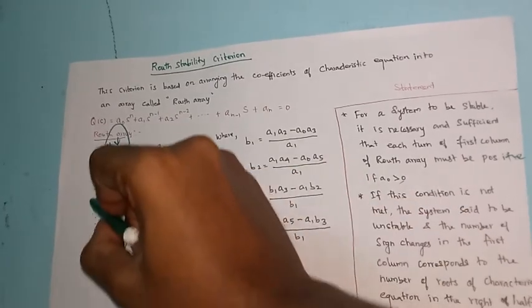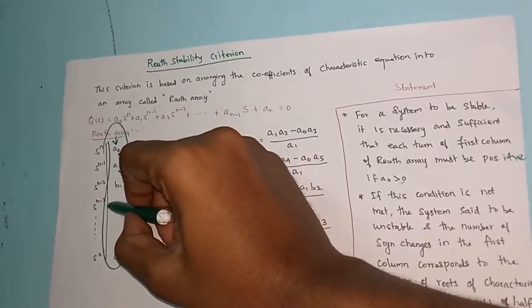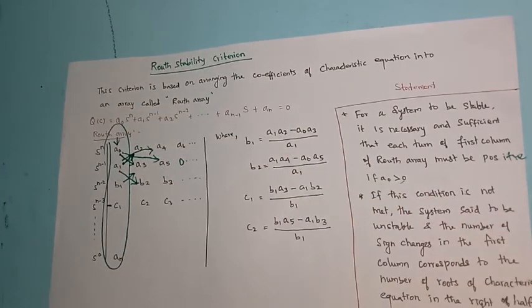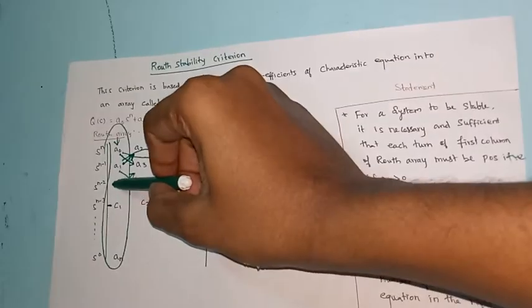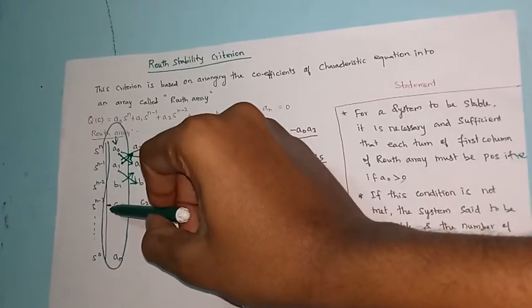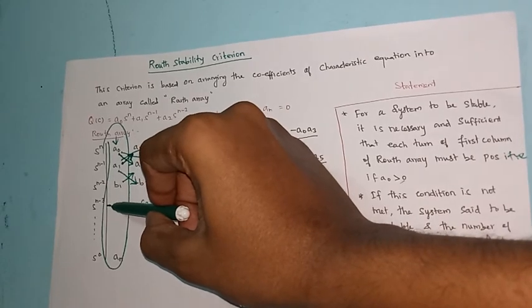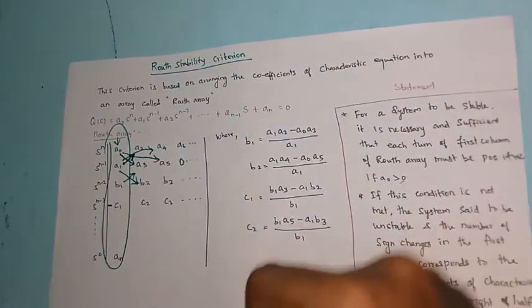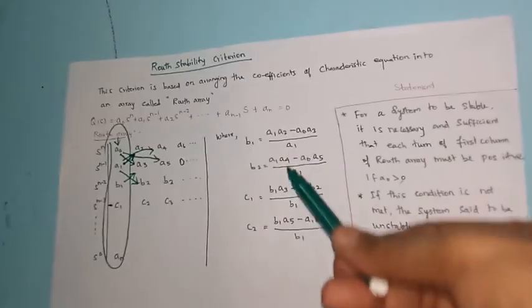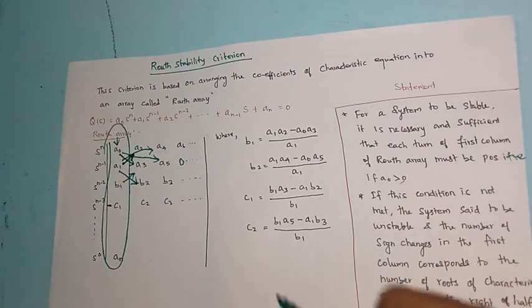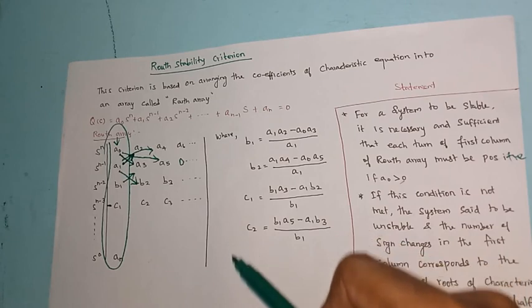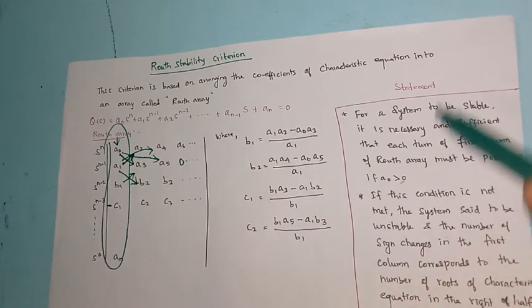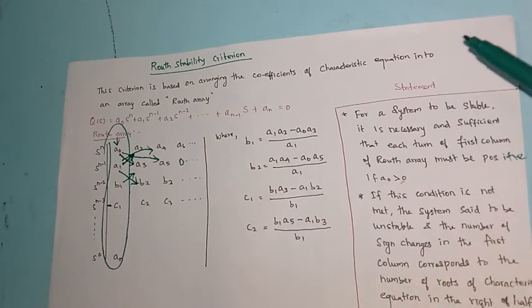For example, if the element here is a negative c1, the sign changes from positive to negative, and then from negative to positive again. So there are two sign changes, which means poles move from the left half of the s plane to the right half, so the given system will be unstable. This is the statement of the Routh stability criterion.